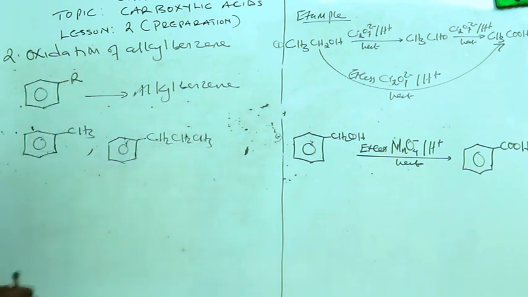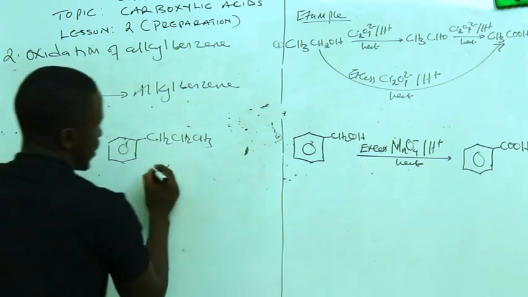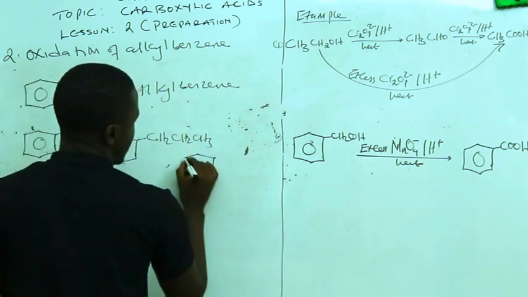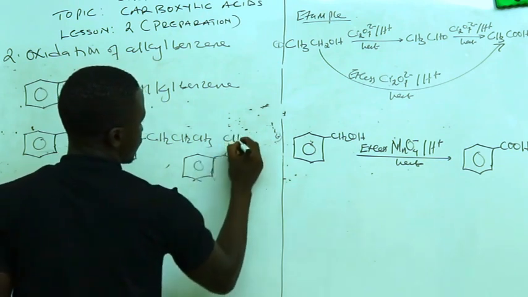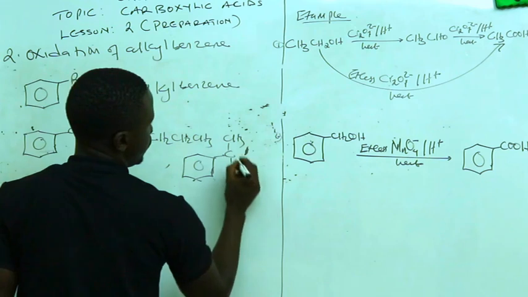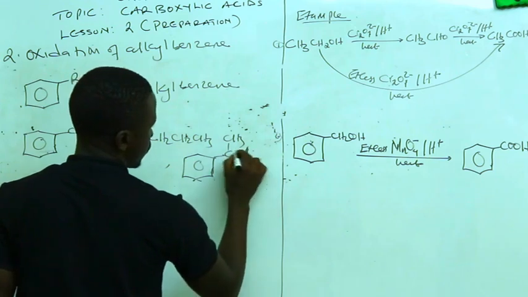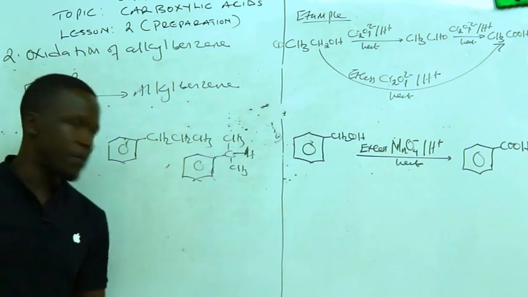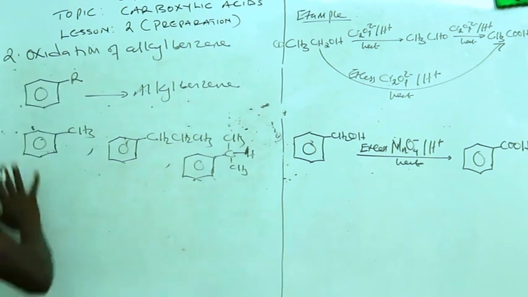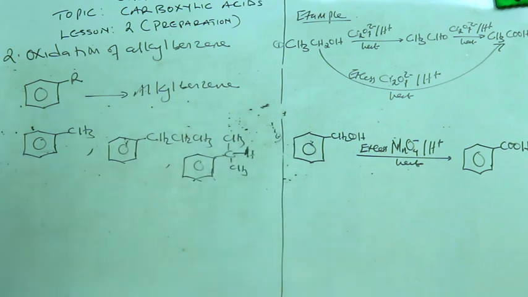This is another example of alkyl benzene, but it could as well be branched even. Like this could have been... this is the tert-butyl benzene. So all these are examples of alkyl benzene.